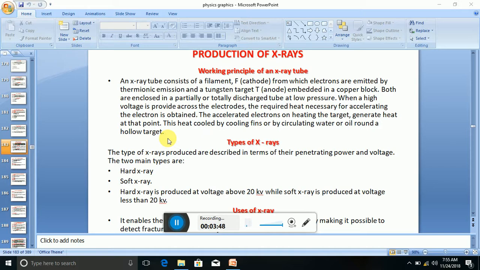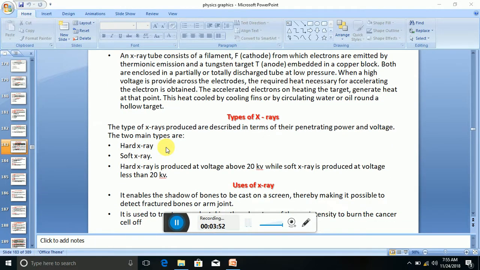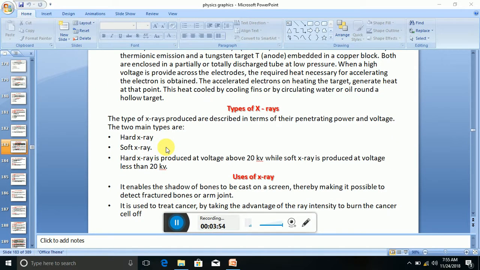Now, what are the uses of X-ray? This X-ray that we are producing, what are we going to use it for? Number one, it enables the shadow of bones to be cast on a screen, thereby making it possible to detect fractured bones or arm joints.